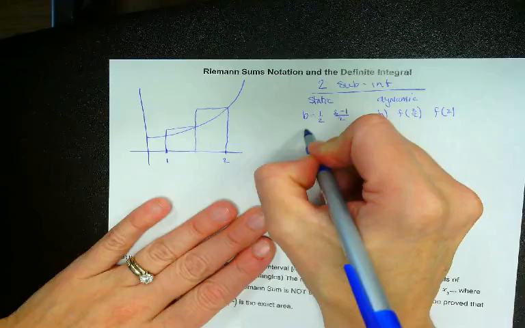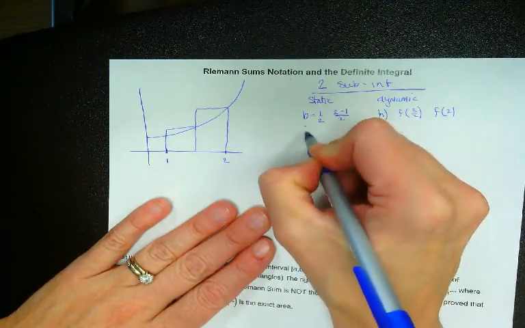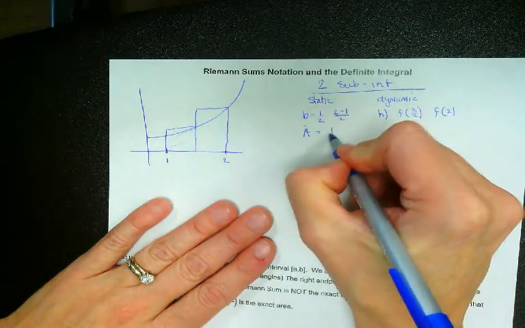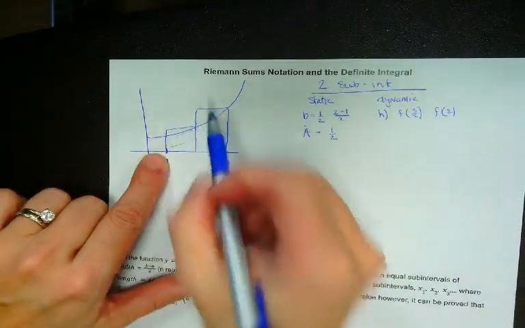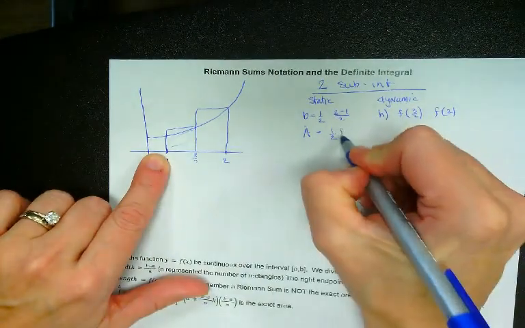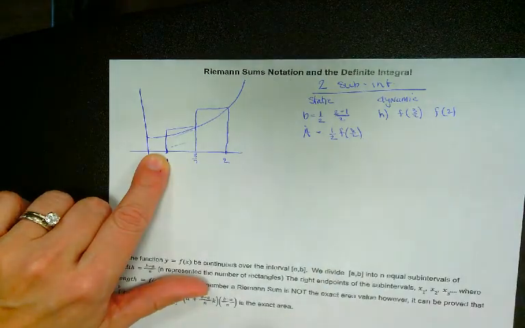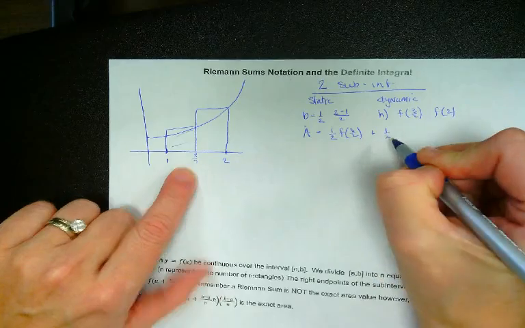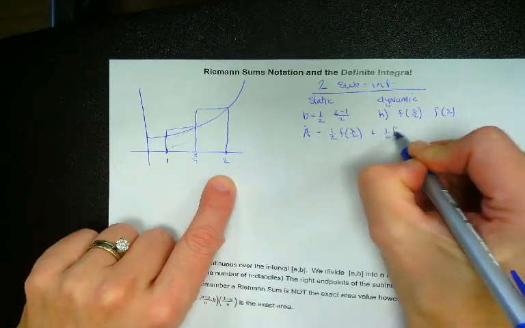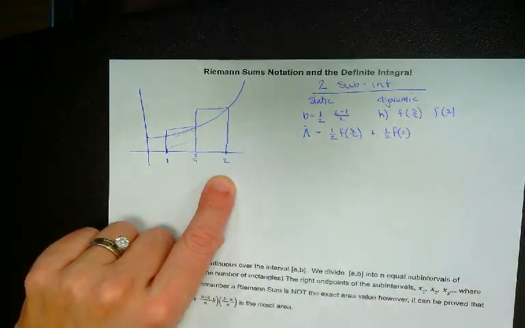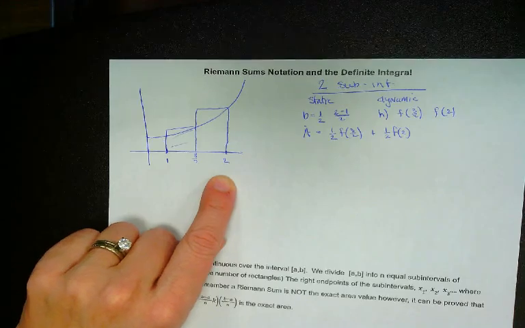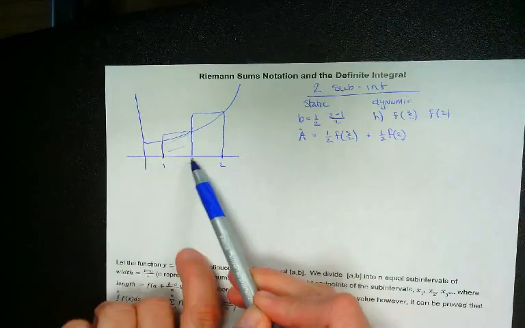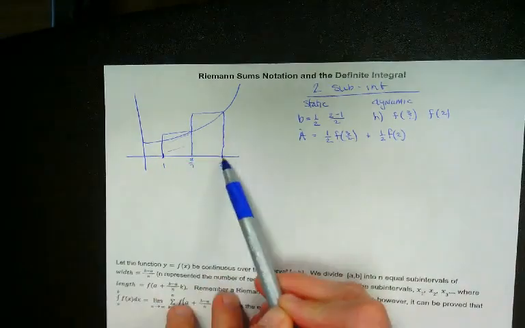So I'm going to say my approximate integral would be, I'm just going to call it area for the time being. My first rectangle would be a base of 1/2, and the height on the right would be 3/2, so times f of 3/2. Plus a base of 1/2 for the second rectangle, and now I would need the height at 2. Does that make sense to you? Base is 1/2, I want the height at 3/2. Base is 1/2, I want the height at 2.